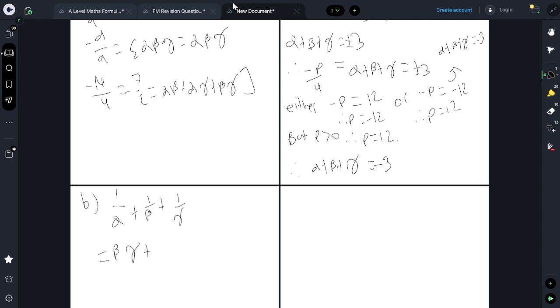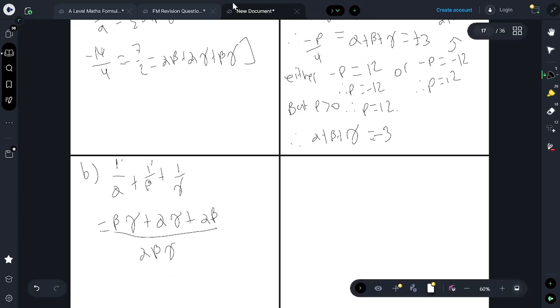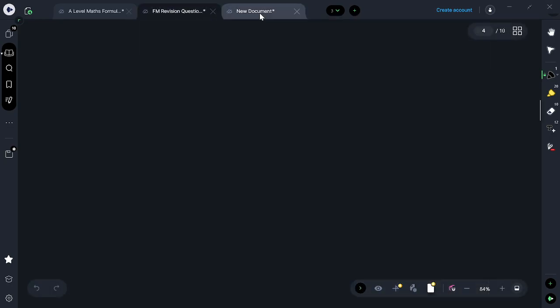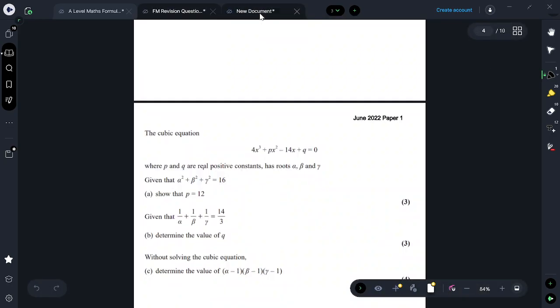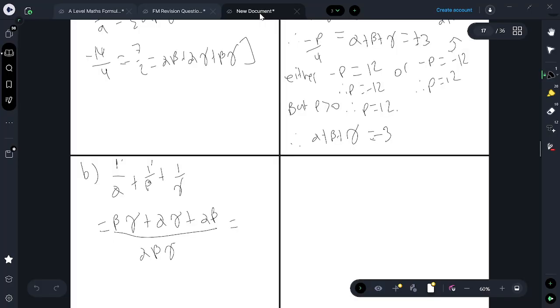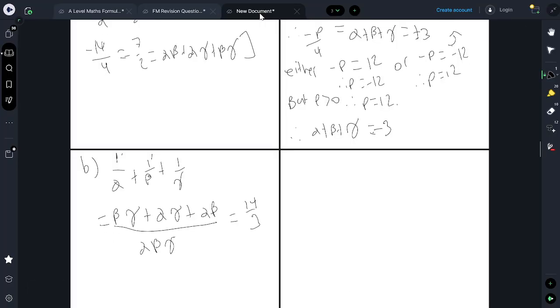So, times by beta gamma here, then times by alpha gamma, then times by alpha beta, and that'd be all over alpha beta gamma, and that is equal to, what did it tell us? 14 over 3. Okay.